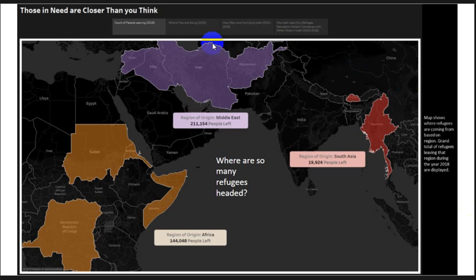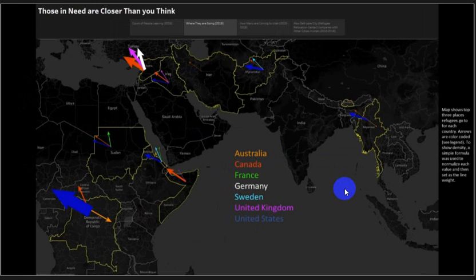You can see, I don't know if you can see my mouse, but at the top, this is one of the stories in Tableau. So starting with maps and kind of showing, okay, those in need are closer than you think is the main title. Where are so many refugees headed? So this is the region of origin and how many people have left, and then where they're going to.